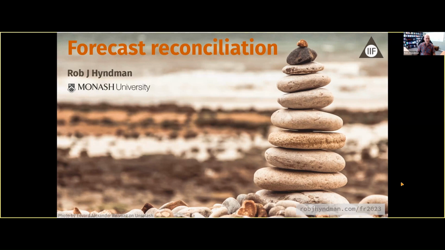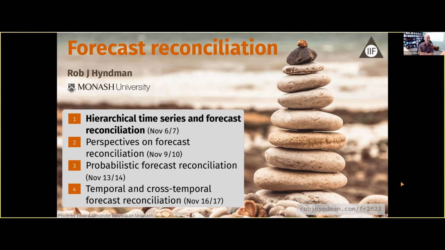As I said, there's going to be 4 lectures. Today we're going to talk about the concepts of hierarchical time series and forecast reconciliation, and then we'll look at some perspectives later in the week from different ways people have thought about the subject. Next week we'll do probabilistic forecast reconciliation and then temporal and cross-temporal. I'll put the dates in there. It depends on which part of the world you're in. It's the 7th here in Australia, but it's the 6th in Europe and North America.